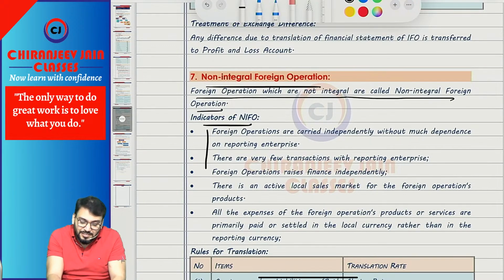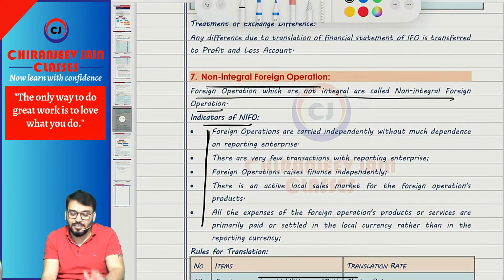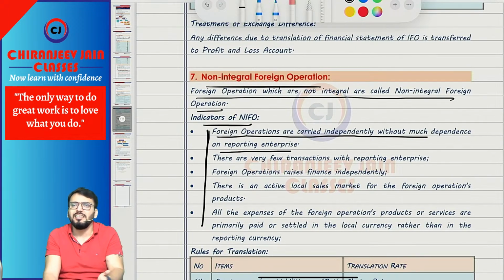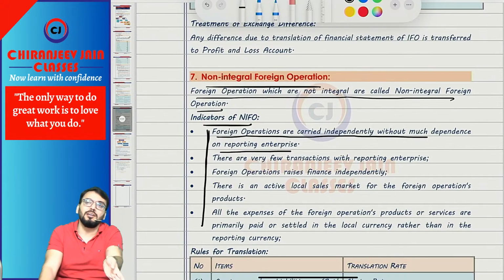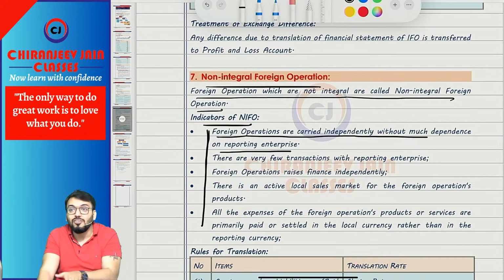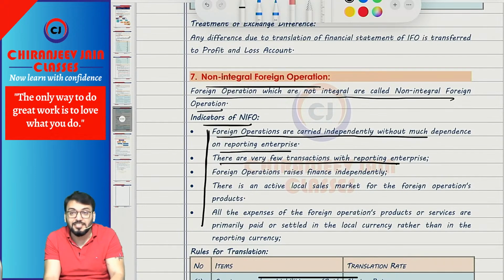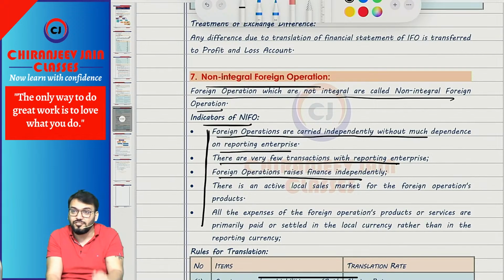These are the factors to identify NIFO. First, foreign operations are carried on independently without much dependence on the reporting entity. Means it is independent. So in simple words, integral foreign operations are dependent on the reporting entity and NIFO are not dependent on the Indian reporting entity. Second, there are very few transactions with the reporting entity. This is an indicator; there is no dependency. There are very few transactions. Foreign operation raises finance independently, an indicator of independence.